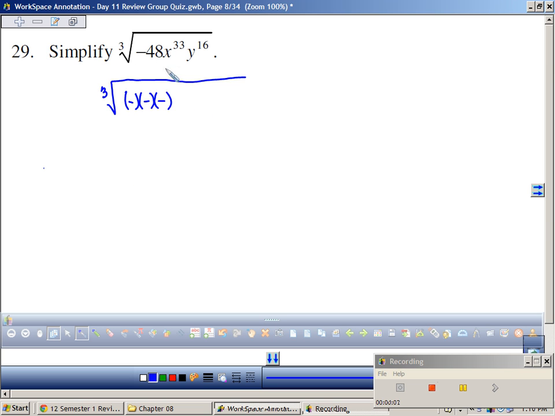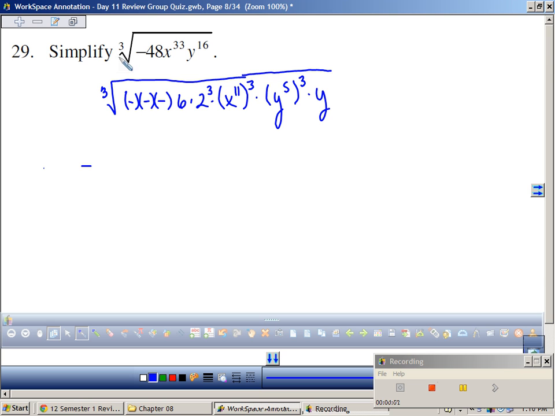All right, so 48. How would I break down 48? 6 and 8. Well, 8 is really 2 cubed, and that's what I'm looking for, cubes. Can I find a cube in x to the 33rd power? 3 to the 11th, or 11 to the 3rd. And why? The 5th, how many times? 3 times, with how many left over? 1. What gets kicked out? The negative. When it's a cubed root, it just comes out.